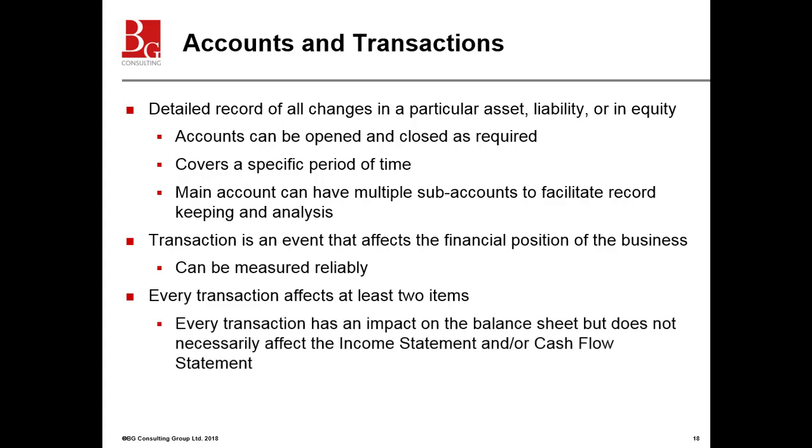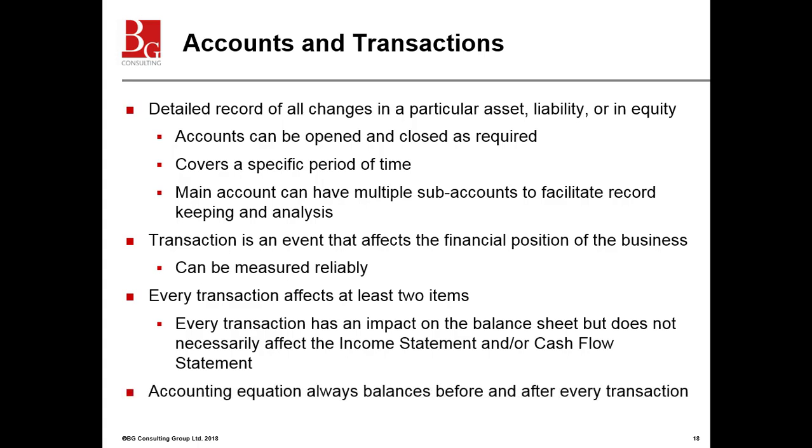For those 2 items, every transaction will have at least one impact in the balance sheet. The other impact, the second item, may be in the balance sheet or could be in the income statement and or cash flow statement. And we'll look at this with a few examples. Note that the accounting equation always balances before and after every transaction. That means the balance sheet relationship of assets being matched equally to liabilities and equity always holds true.